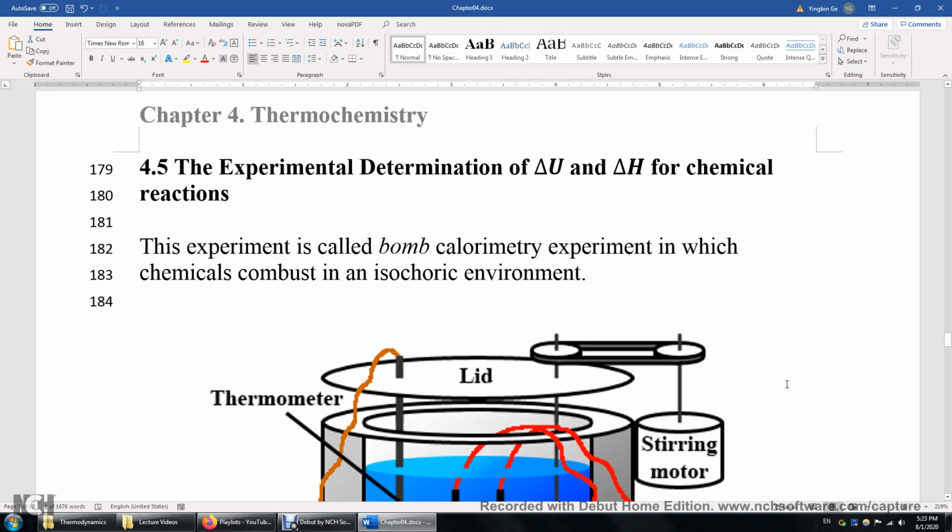Section 4.5. The experimental determination of delta U and delta H for chemical reactions. It seems to be simple. If we do a reaction and measure the heat of the reaction, it is delta U if the condition is constant temperature and constant volume. It is delta H if the condition is constant temperature and constant pressure. However, sometimes we need to know delta H, but can only measure the reaction under the constant temperature and volume condition. And then how can we get delta H from delta U?